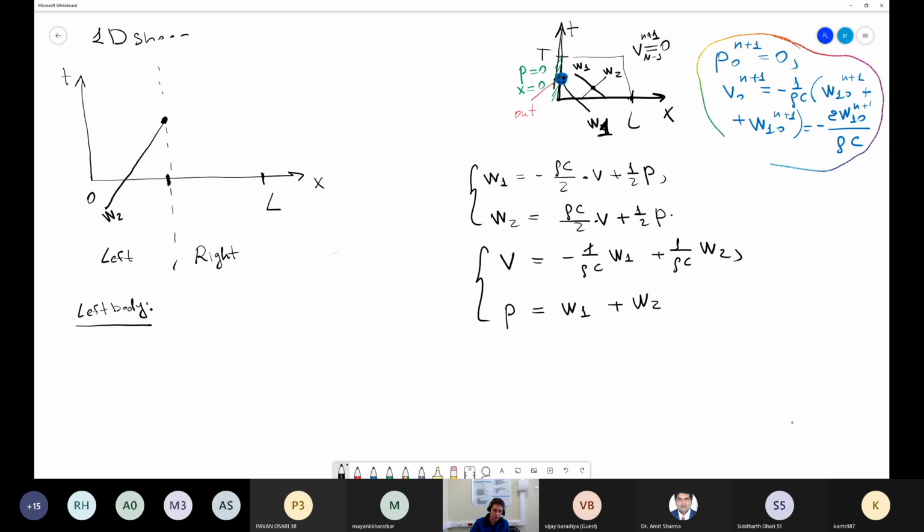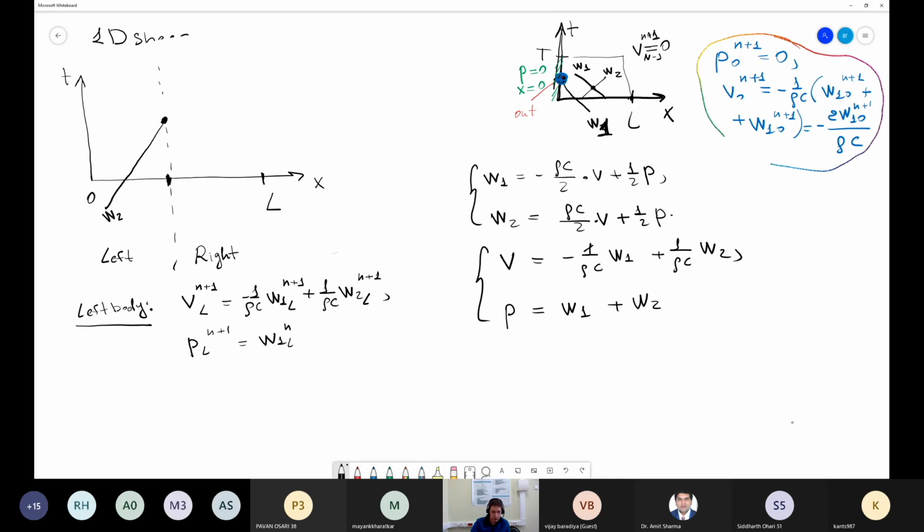So what we can say, that here we have V at the next time layer at this node, for the left body, is equal, according to this formula, minus 1 divided by rho C W1 calculated for the left body at the next time layer, plus 1 divided by rho C W2 calculated for the left body at the next time layer, and the same for pressure.